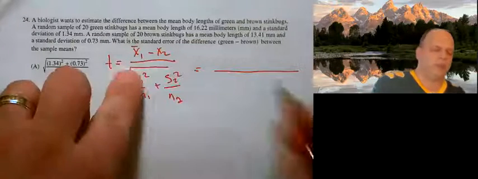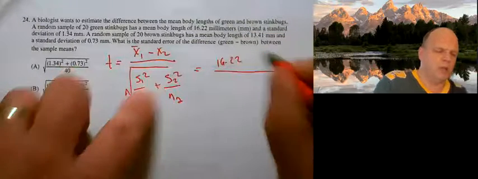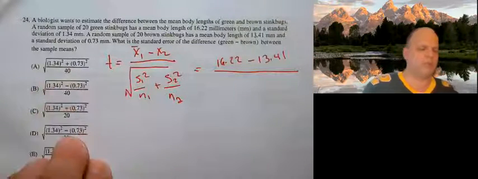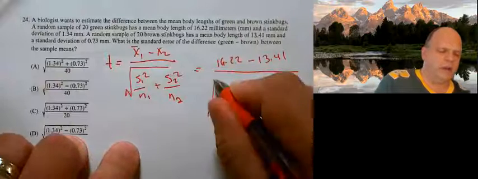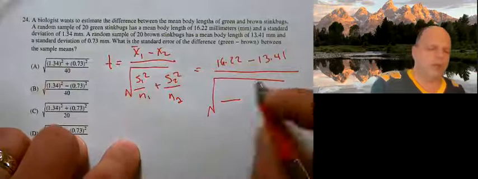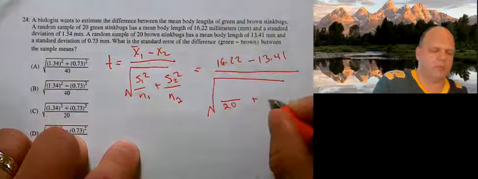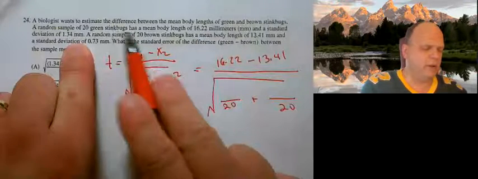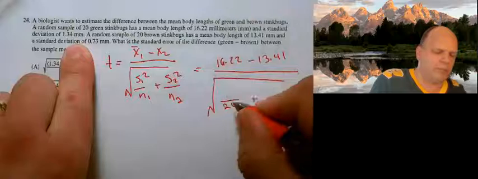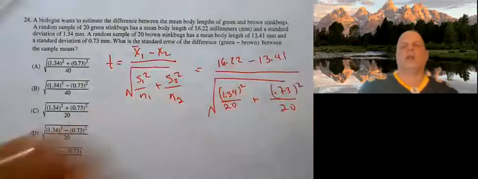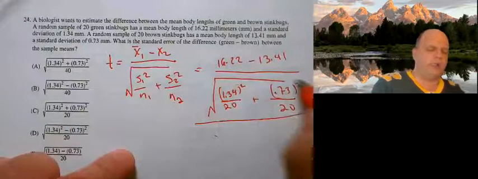And 16.22 versus minus 13.41. And both of them had the same sample size. We had samples of size 20. And this one had 1.34. And this one is 0.73 squared. All right, our standard error is this part right here.